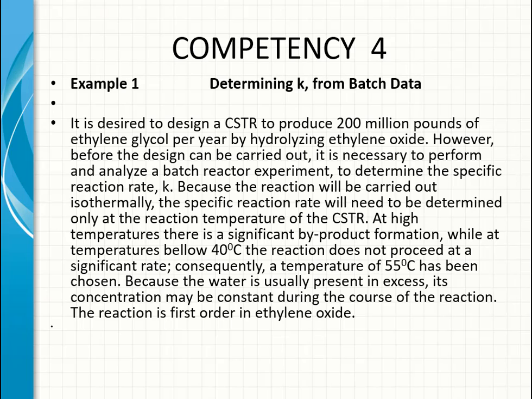Example 1. Determine K from batch data. It is decided to design a CSTR to produce 200 million pounds of ethylene glycol per year by hydrolyzing ethylene oxide. However, before the design can be carried out, it is necessary to perform and analyze a batch reactor experiment to determine the specific reaction rate K.